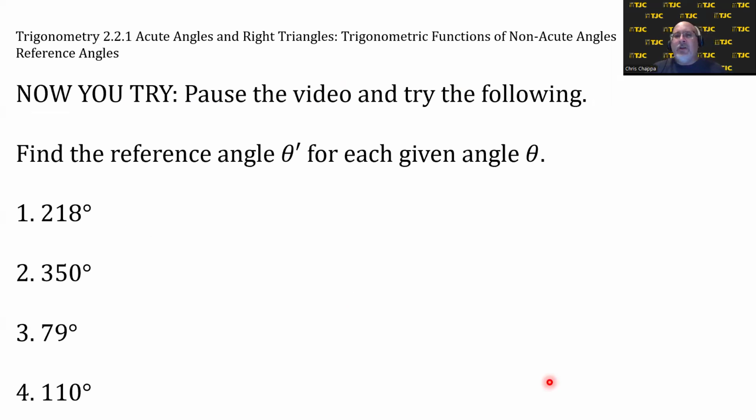Now you try. Pause the video and try the following. Find the reference angle theta prime for each given angle theta. All right, here's your fair warning if you haven't paused the video. Solutions in 3, 2, and 1.